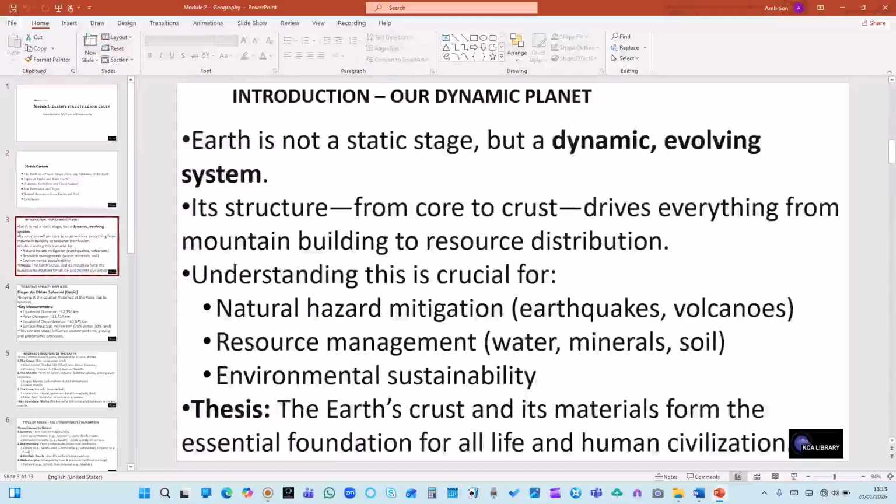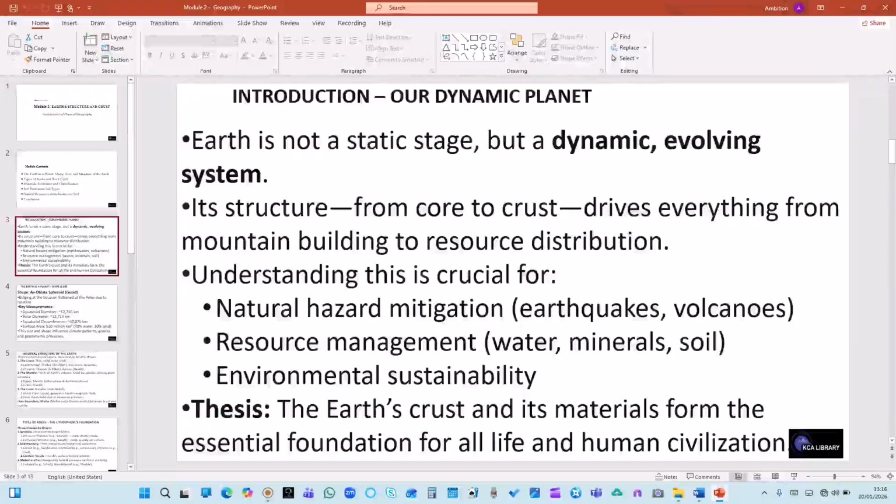The Earth is not a perfect sphere. It is not a static stage, but a dynamic, evolving system. The structure is best described as a geoid, meaning it is slightly flattened at the poles and bulging at the equator. That is to say that the Earth is a dynamic and evolving system. Its structure, from the core to the crust, drives everything from mountain building to resource distribution.